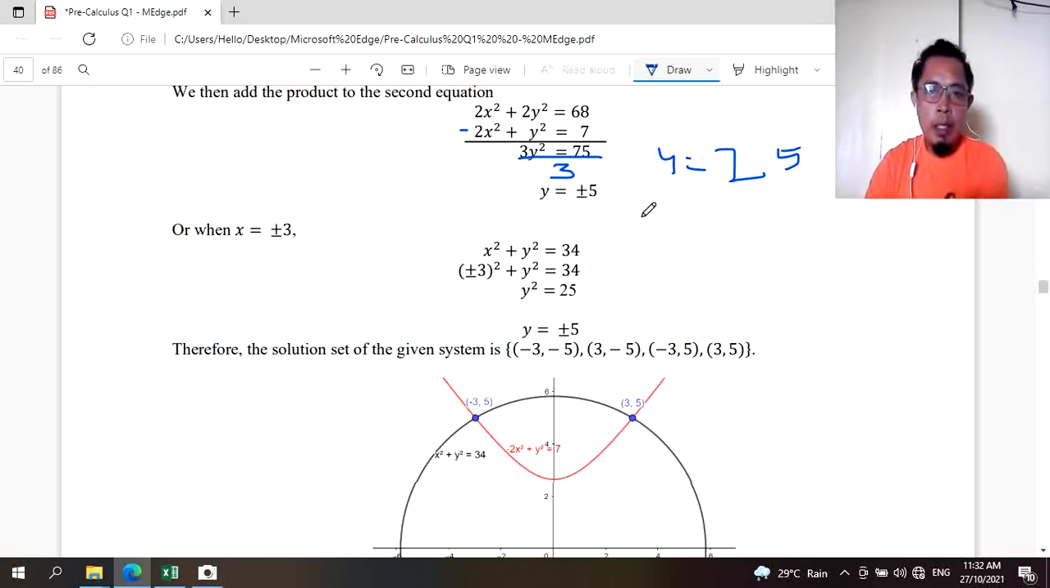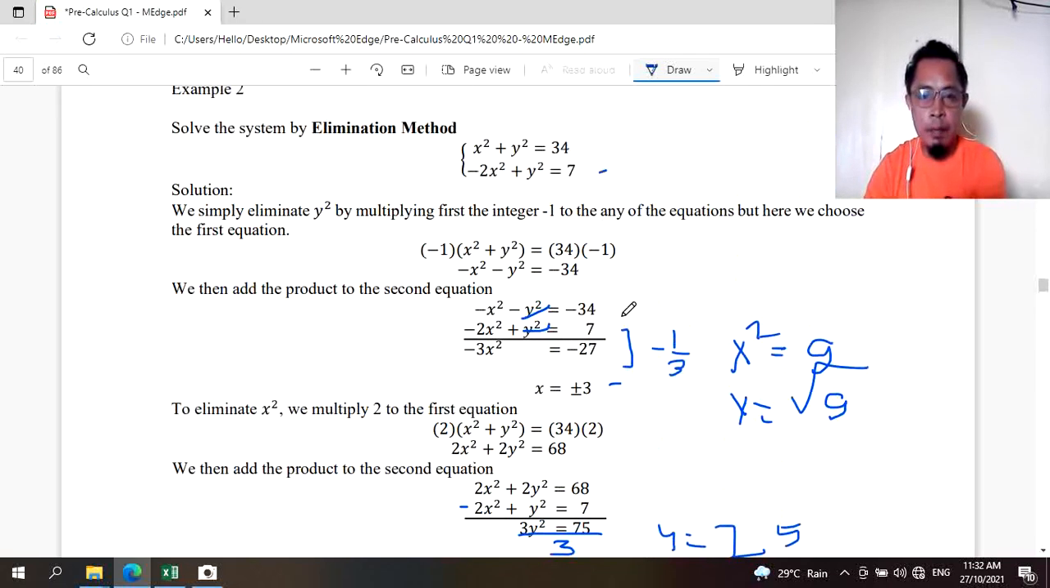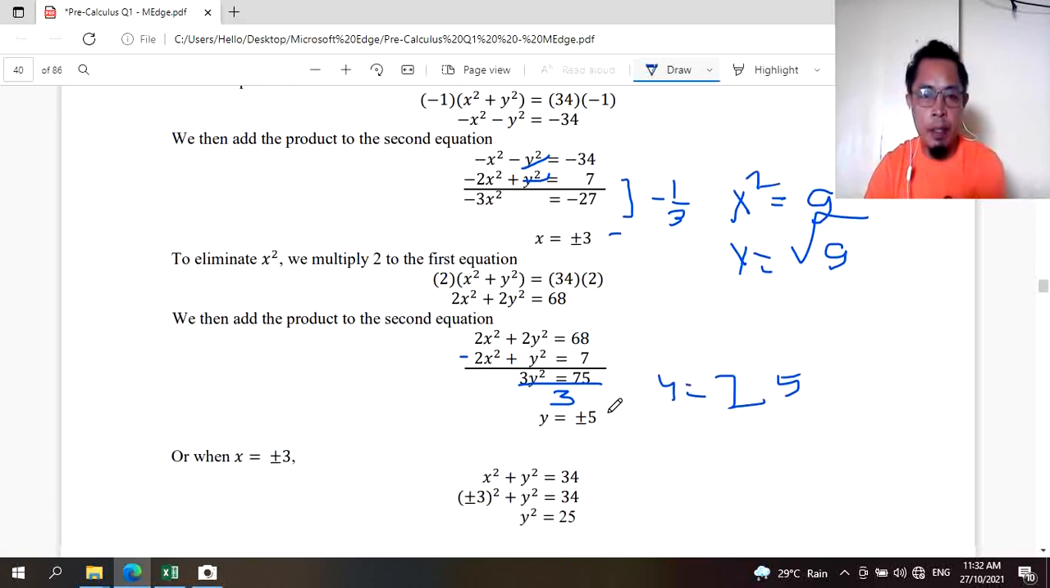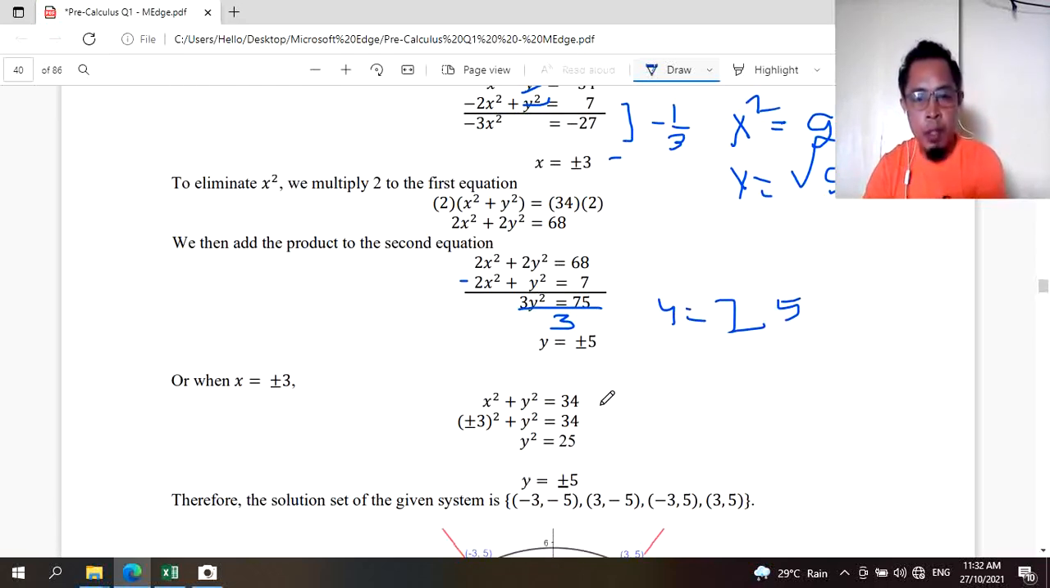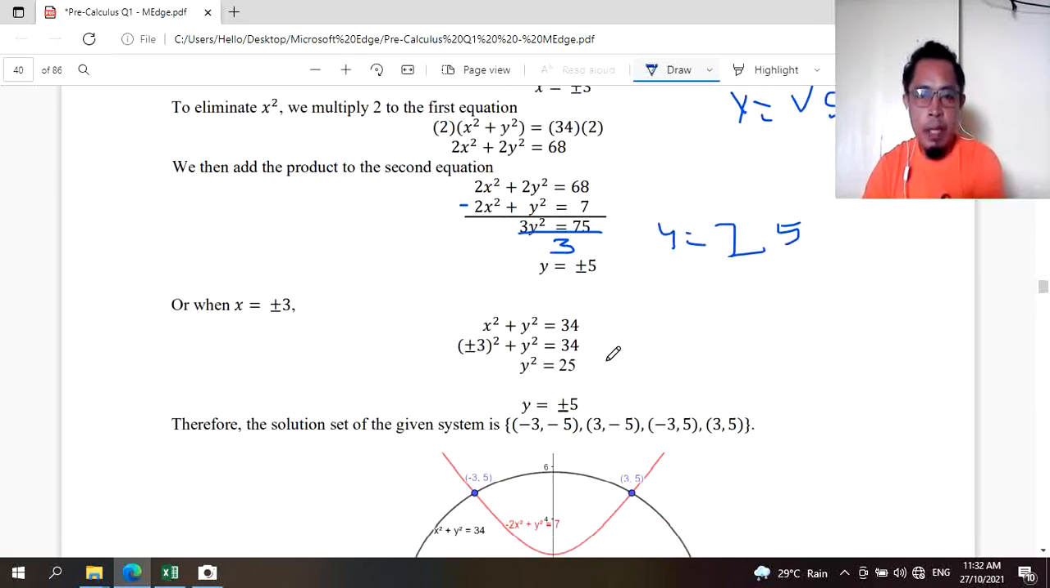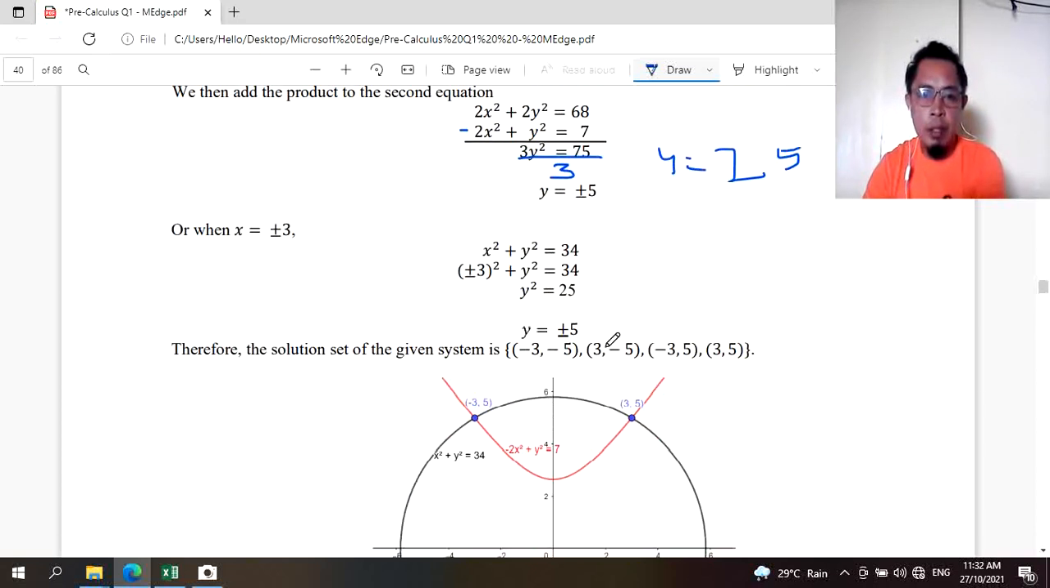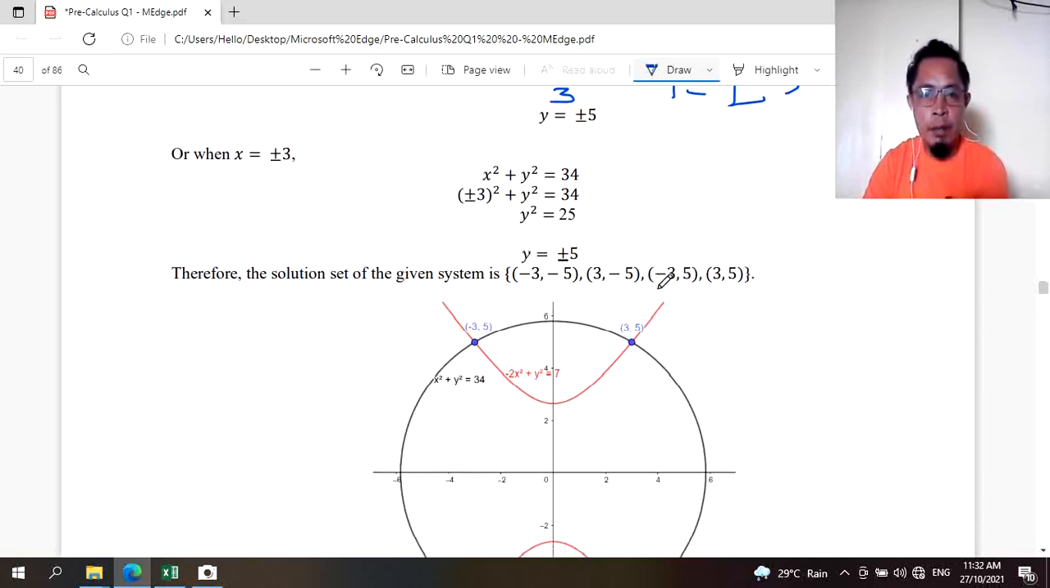Or we can immediately substitute the value that we have here, x equals positive negative 3, in the equation that we wish to use. So here we use the first equation, and positive and negative 3 is being substituted here. We come up with y squared equals 25. So the ordered pairs that we have are negative 3 and negative 5, 3 and negative 5, negative 3 and 5, and the last is 3 and 5.